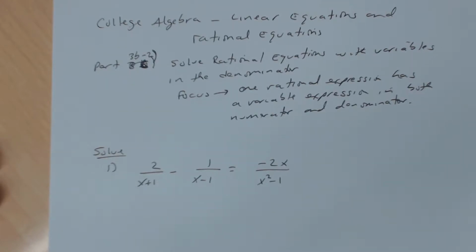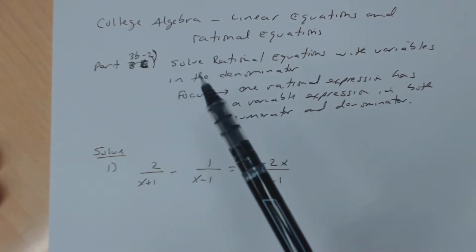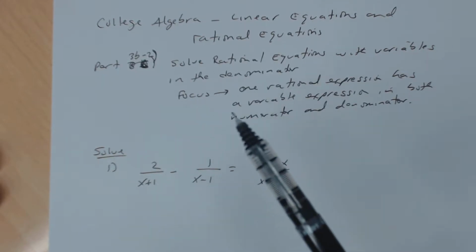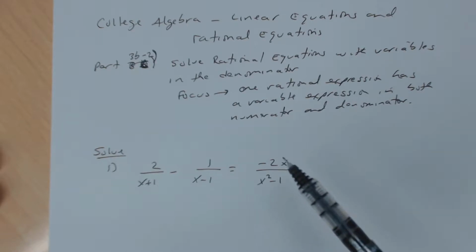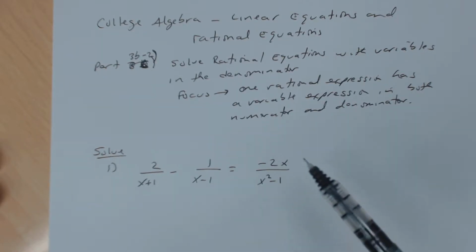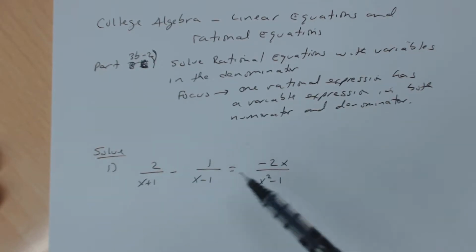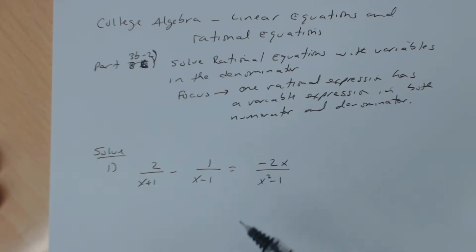Okay, so in part 3b, I'm going to look at the second part of this. We're going to solve rational equations with variables in the denominator, so we're still working on this. But this time, you're going to notice that we have variables in both the numerator and denominator of one of the rational expressions. So in the previous lesson, all of these numerators were real numbers. Now we have a variable expression.